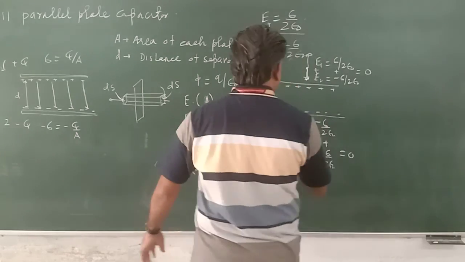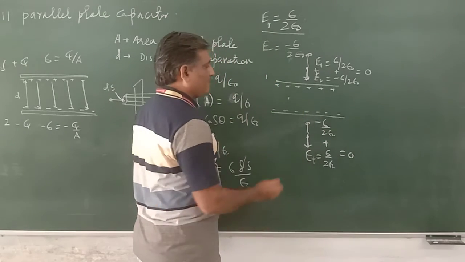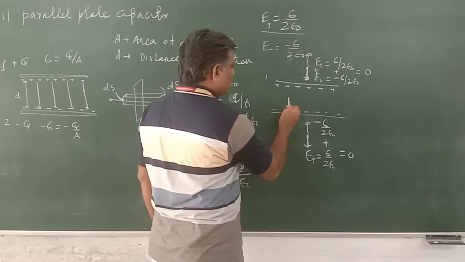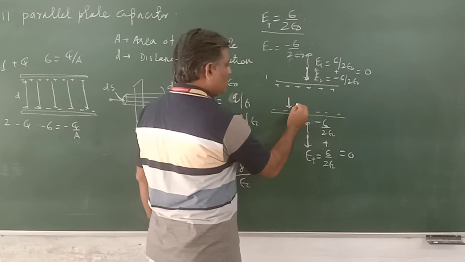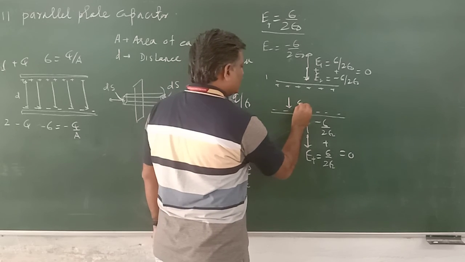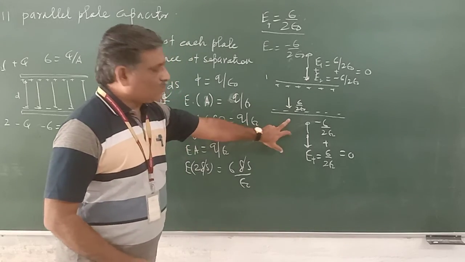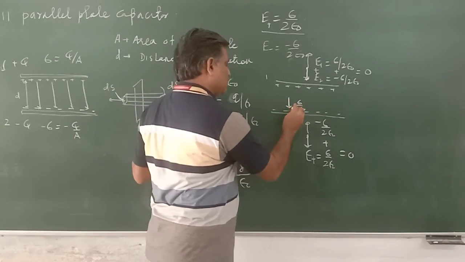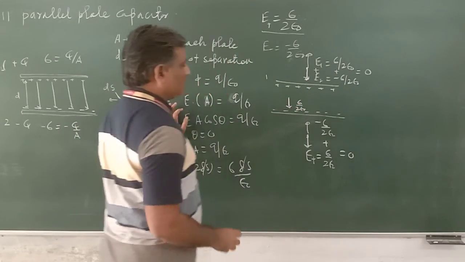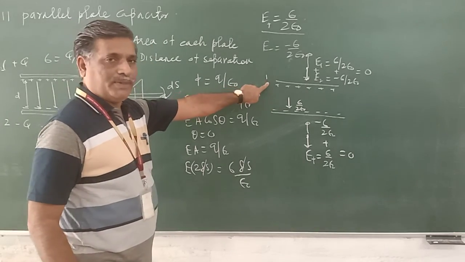But what happens in between, at this point? E is in this direction. Because of the positive plate, E is sigma divided by 2 epsilon 0. Because of the negative plate, again, it is in this direction, away from the positive plate.